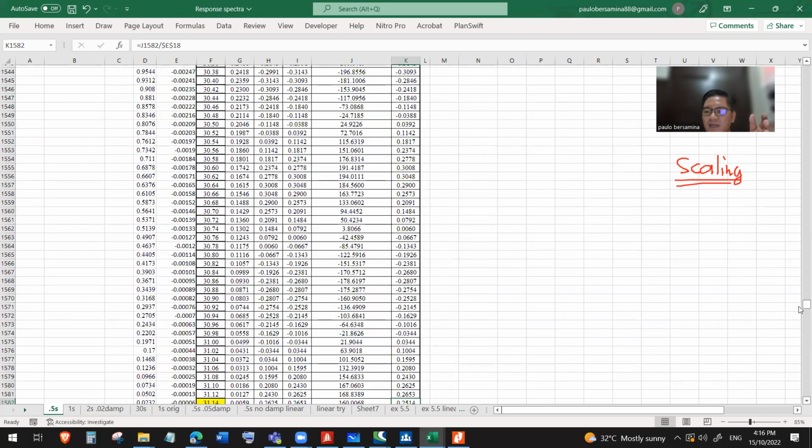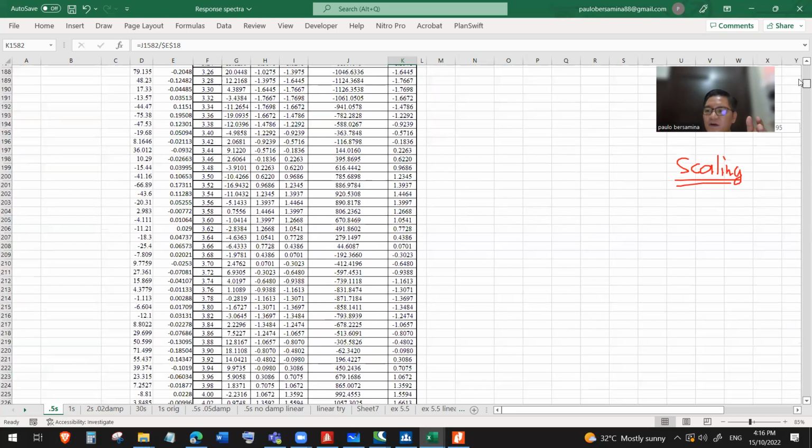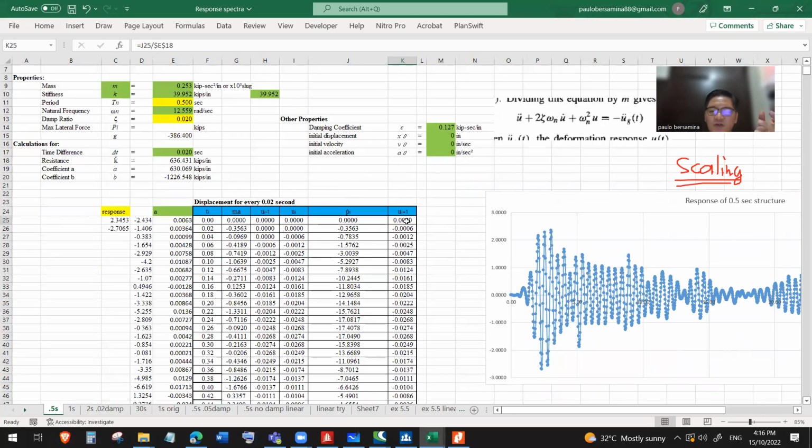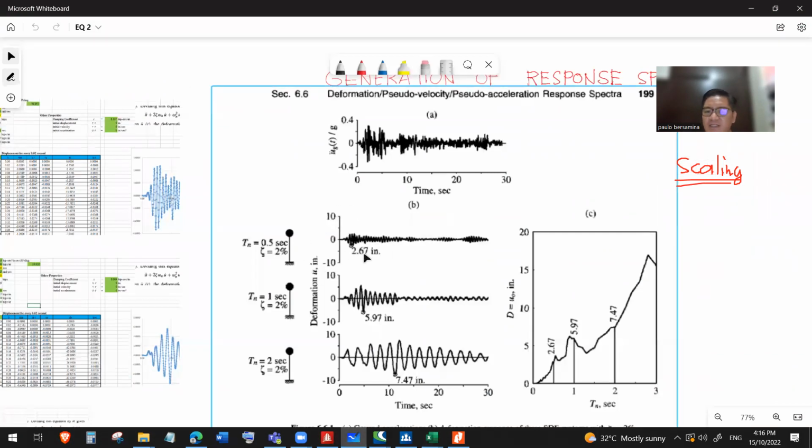Okay? And then, in order to get the maximum value of our response, or UI plus 1, you just use max min function, no, sa Excel. As you see here, it's max min. And of course, the absolute max, according to our result, is 2.71 inches. 2.71. Whereas Chopra gets 2.67 inch. Roughly the same. Right? Most likely sa ano lang yun, sa round of error.